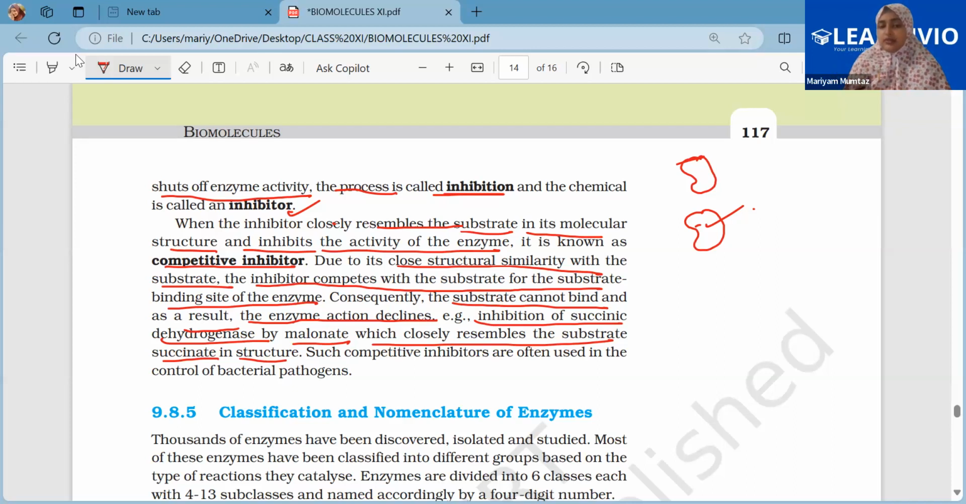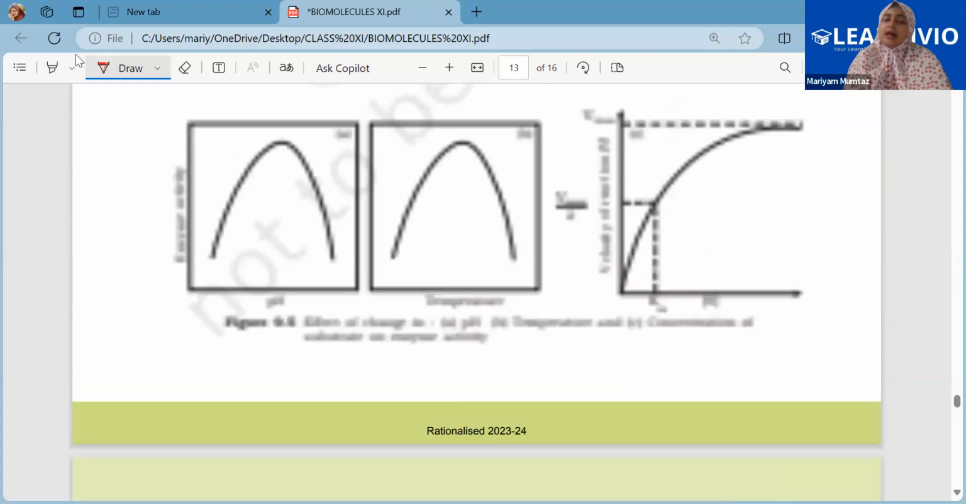And where do we apply this? These competitive inhibitors are used often in the control of bacterial pathogens. Okay, meaning bacteria require a certain substrate to synthesize protein. Instead of that, we provide a competitive inhibitor. Because of that, the bacteria would die. So this is how the enzyme activity works.